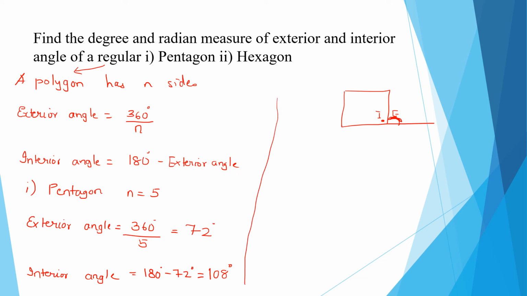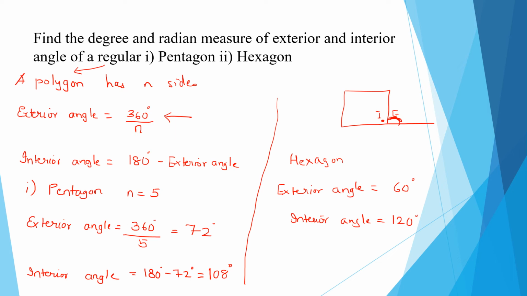Similarly, you will solve for the hexagon. I'll just write the answer for your verification. Exterior angle will be how much? 60 degree. Interior angle will be 120 degree. If you have any doubts in deriving the formula of the exterior angle, you can ask me. I'll explain in detail. But you give a try by drawing the diagram. You'll understand in a nice way.